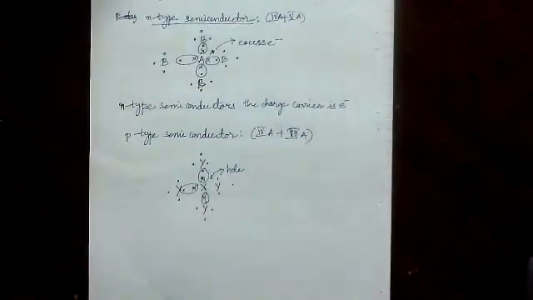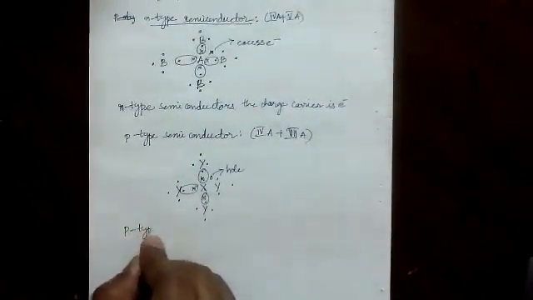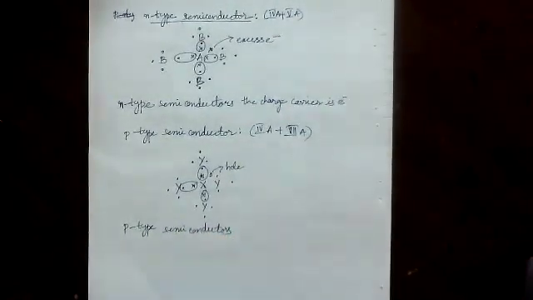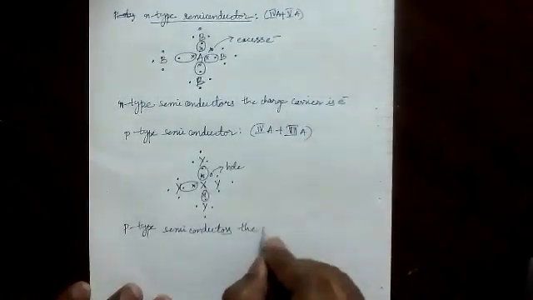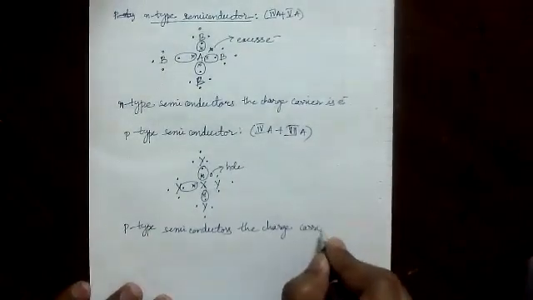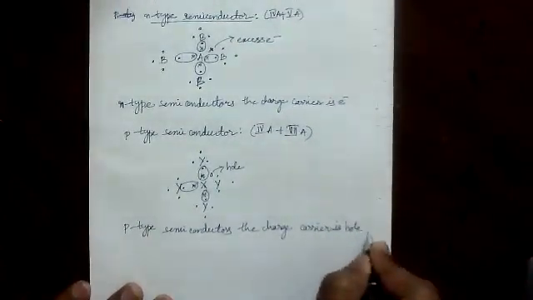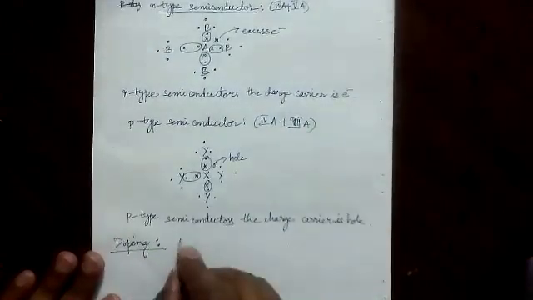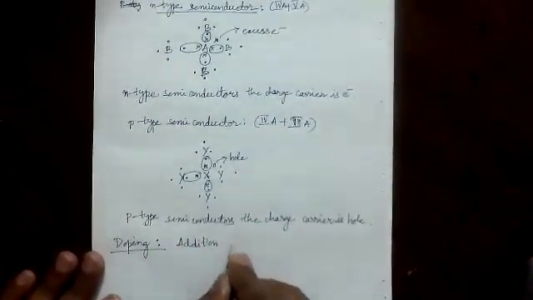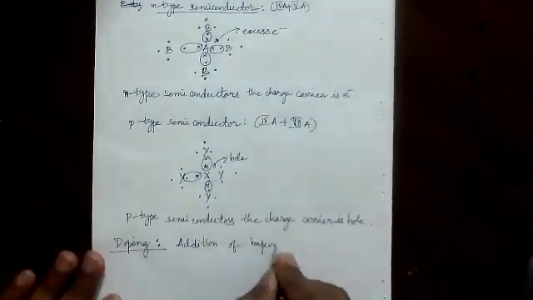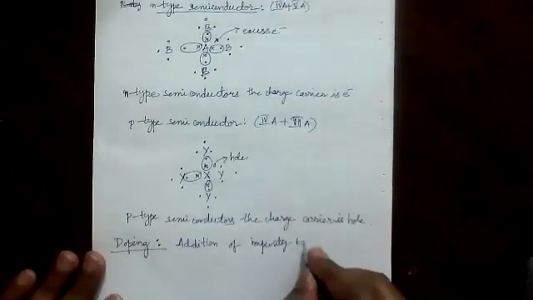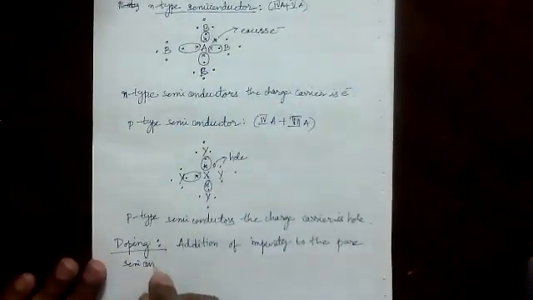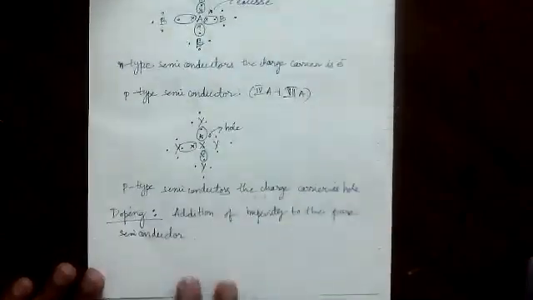Now, in p-type semiconductors, the charge carrier is the hole. Okay, before that, I will explain what doping is, then I will go on to what a hole is. Doping means addition of impurity to a pure semiconductor. Addition of impurity to a pure semiconductor is said to be doping.